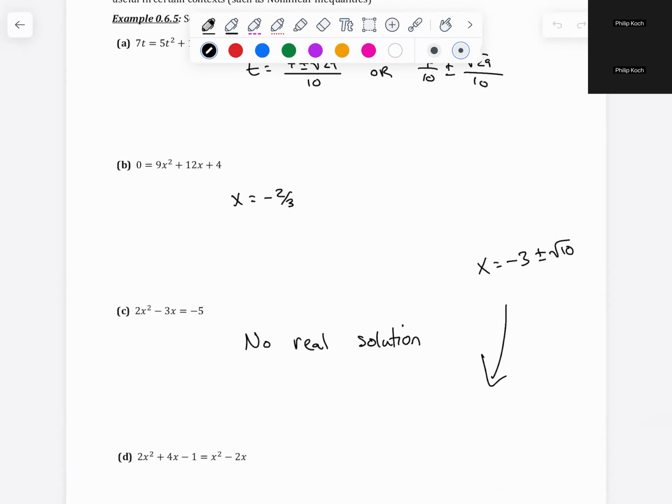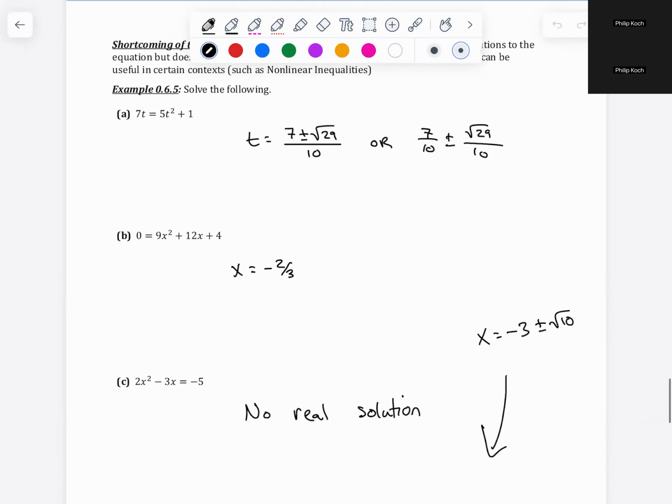On part A, please remember that you needed to bring everything to one side because the only way the quadratic formula works is if everything is on one side and zero on the other. So you have to have it in the form ax squared plus bx plus c is equal to 0 in order for the quadratic formula to make sense.